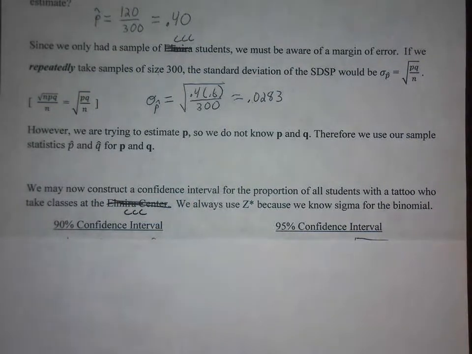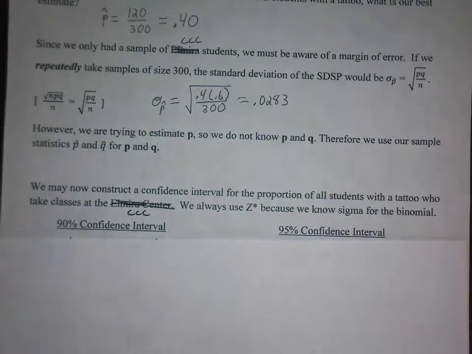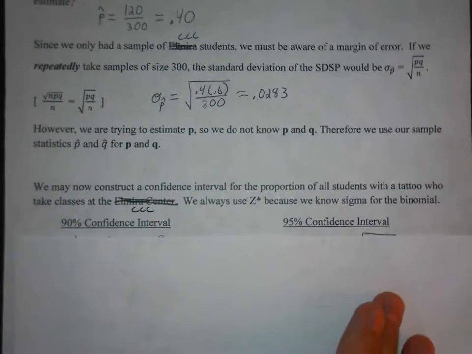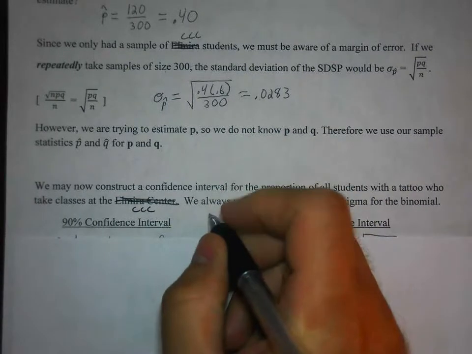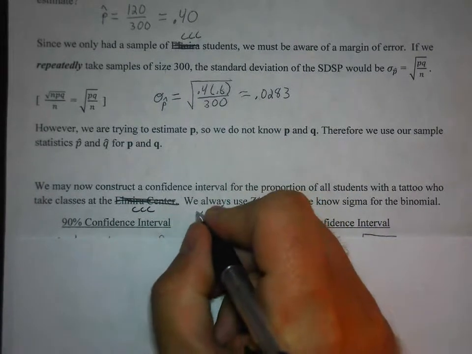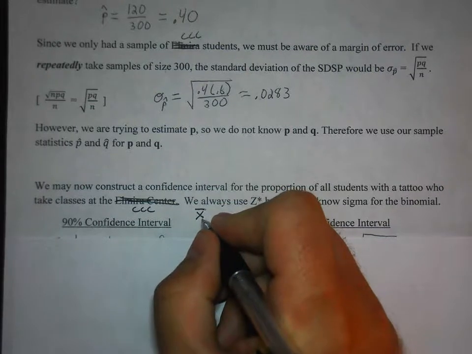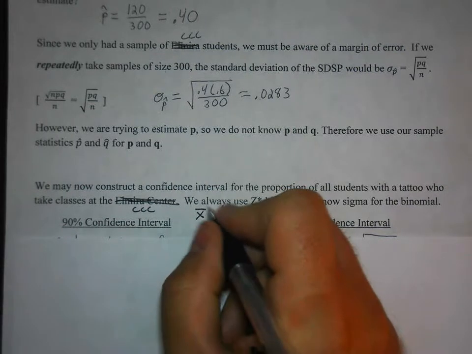So a 90% confidence interval. Well, how are we going to come up with that? Well, what we do is the same concept as before. If you remember before, when we did a confidence interval for the mean, we took our sample mean, which was our best guess for the population mean, whatever we got in the sample.